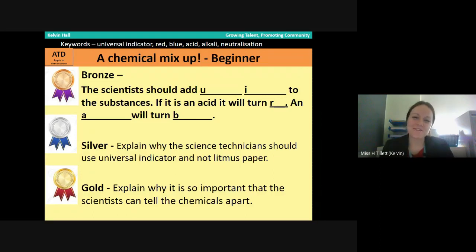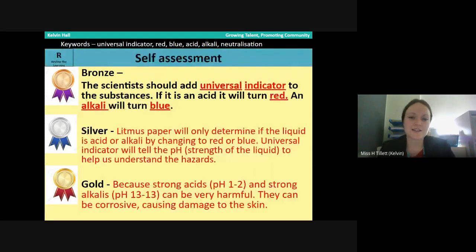Okay, so hopefully you've had a really good go at those. We're going to go through the answers now together. Again, you need to self-assess, please, in your red pen or whatever coloured pen you're using and give yourself some marks for this. So our bronze answer then. How should the scientists tell them apart? They should use universal indicator. Those are our first 2 keywords. If it is an acid, it will turn red. And if it is an alkali, it will turn blue. Okay, so they are your other keywords to fill in there. 4 out of 4. Give yourself a mark.